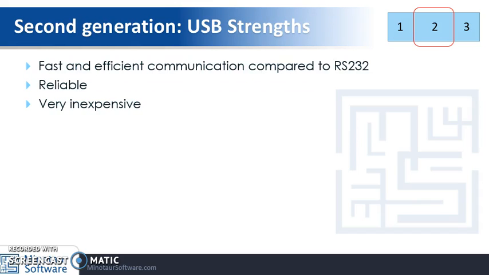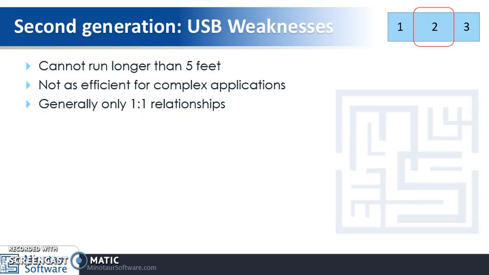The strengths to USB are that it is fast and efficient compared to RS-232 and the original serial formats. It's very reliable and inexpensive compared to more complex parallel formats. It can't run longer than 5 feet with a USB cable, and it's not as efficient as parallel communication is for communicating complex data back and forth. And it's generally only a one-to-one relationship between the device and the host, which in most cases is some kind of computer. So the weaknesses of USB are mostly involving communicating complex information over a longer distance and creating a network between devices.